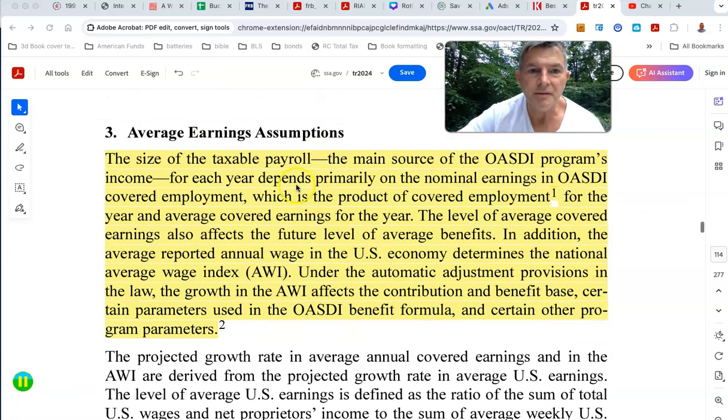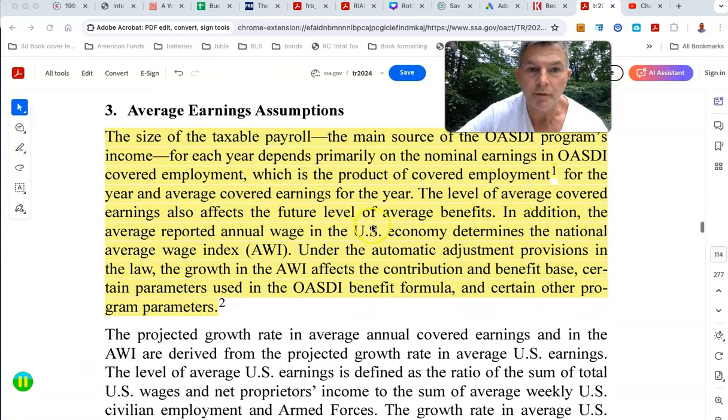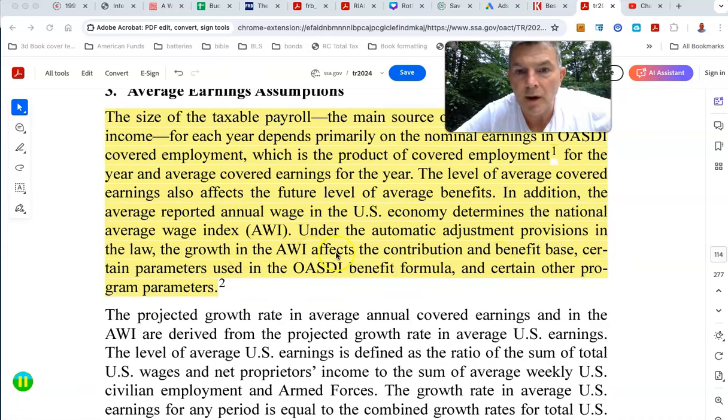Now the average earnings assumptions. This is going to be AWI, the average wage index. The size of the taxable payroll, the main source of the old age, survivor, and disability insurance program, for each year depends primarily on nominal earnings in OASDI, that's with inflation, if you will, nominal earnings and employment, which is the product of covered employment for the year and average covered earnings for the year. The level of average covered earnings also affects the future level of average benefits. In addition, the average reported annual wage in the U.S. economy determines the national average wage index. Under the automatic adjustment provisions in the law, the growth of AWI affects the contribution and benefit base and certain parameters used in the benefit formula.